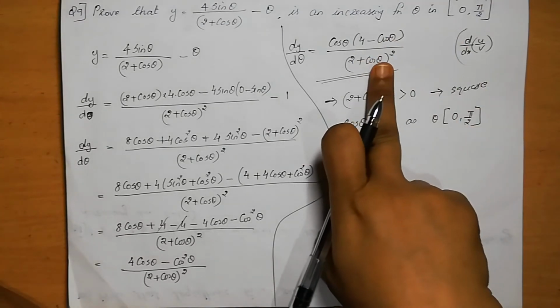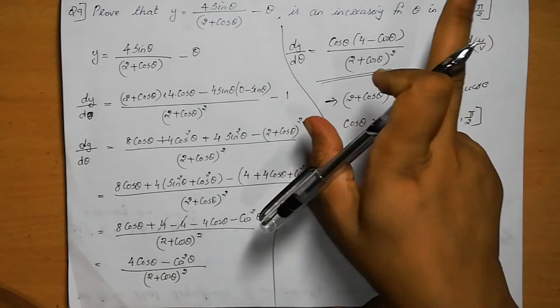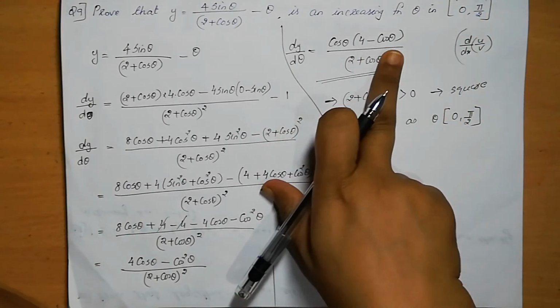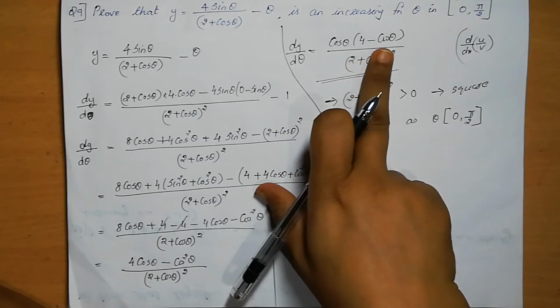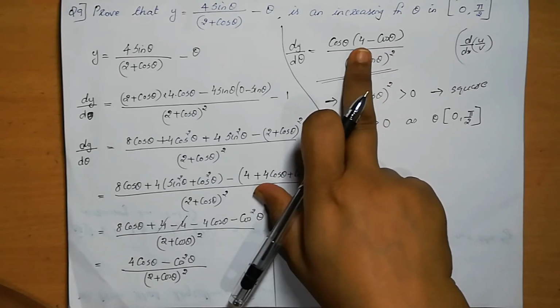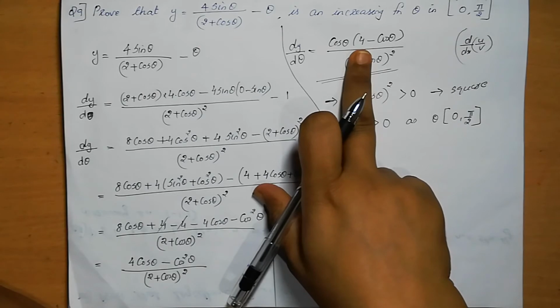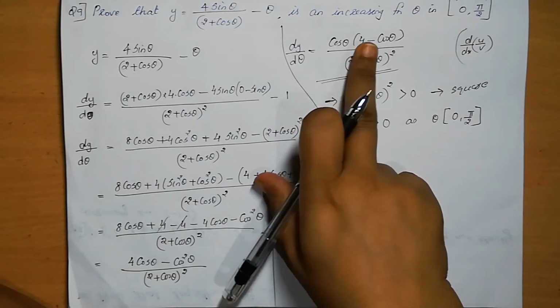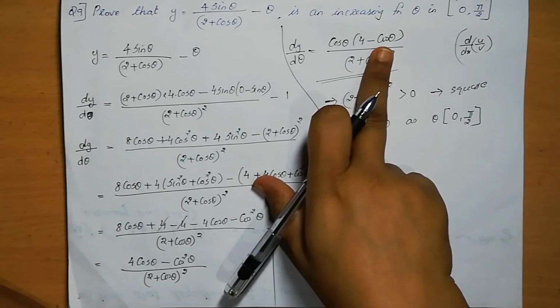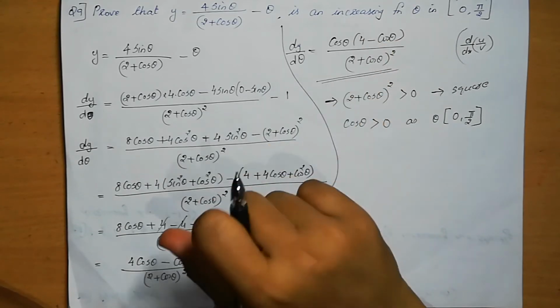Next, 4 minus cos theta we need to check. So what are the values of cos theta? Cos 0 is 1. That means 4 minus 1 is 3, which is positive. Next, root 3 by 2, so 4 minus root 3 by 2 gives a positive value. Next, 45 degrees is 1 by root 2, which also gives a positive value. 4 minus 1 by 2 also gives a positive value, and 4 minus 0 also gives a positive value.